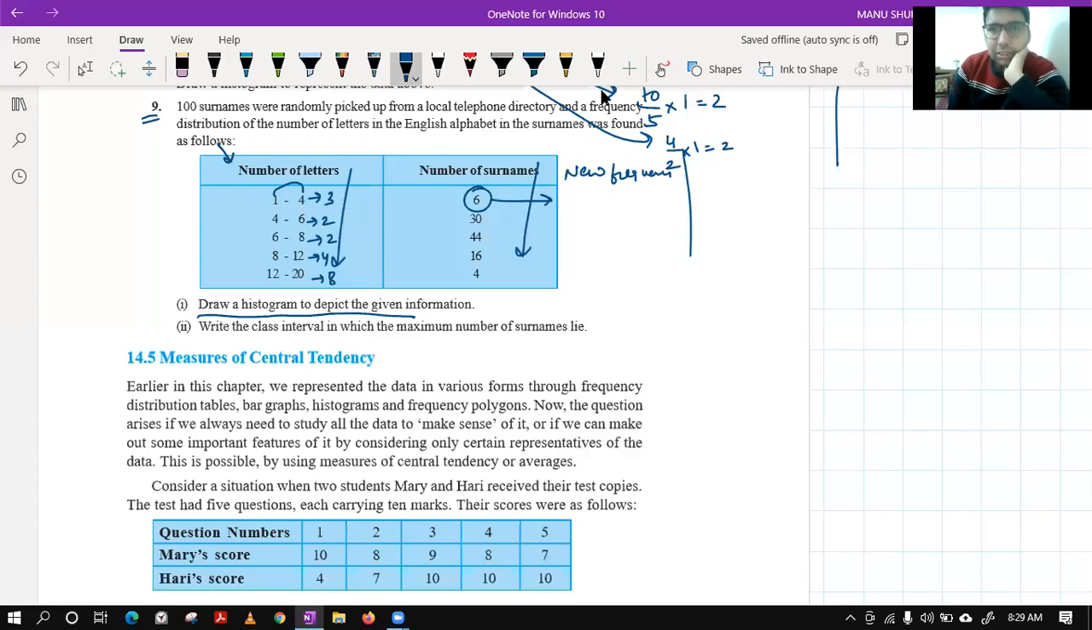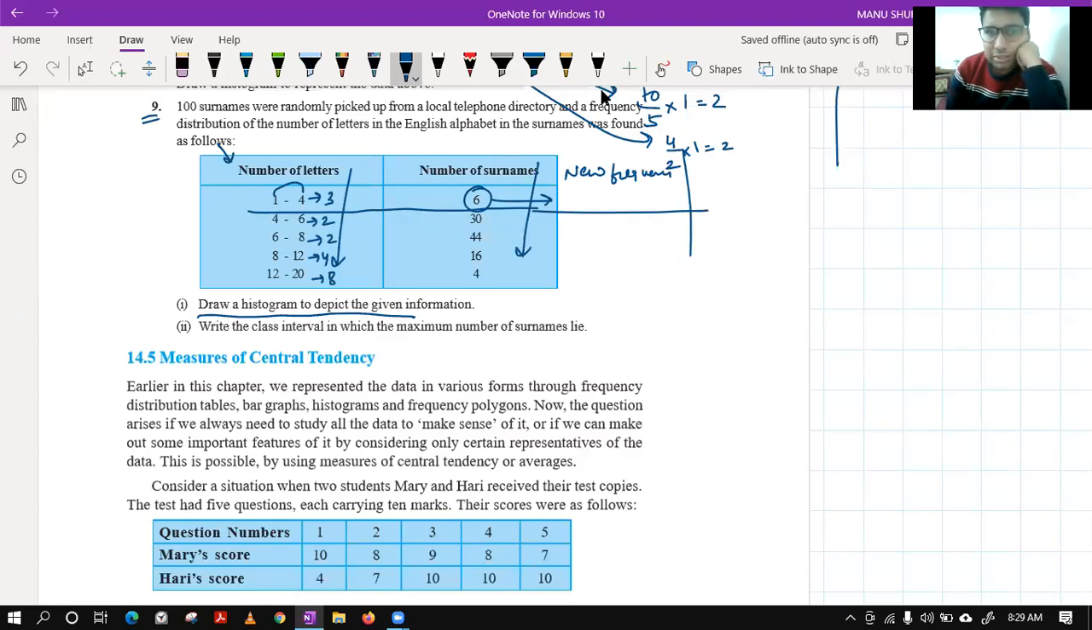Okay, Utkarsh. Others please try. What is the new frequency of first interval? Everyone please tell what is the new frequency for this class interval. Earlier it was 6.